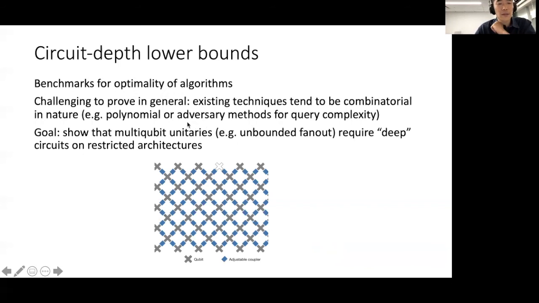But our goal is a little bit more modest. What we want to show is that certain multi-qubit unitaries require, quote unquote, deep circuits on restricted architectures, such as the 2D grid shown here. And in particular, we'd like to show rigorously that the time required to implement these unitaries scales proportional to the diameter of the graph.